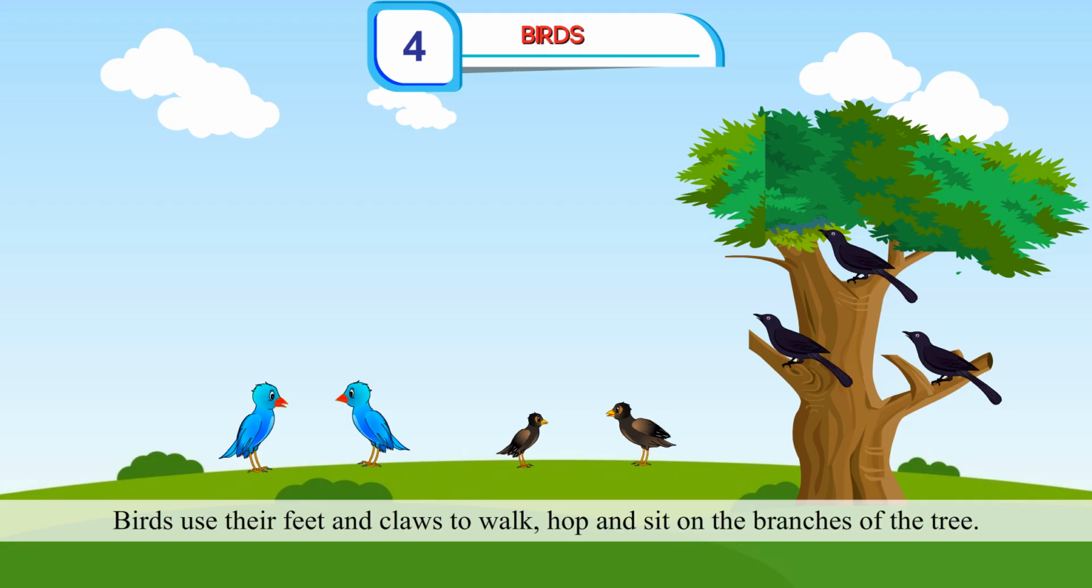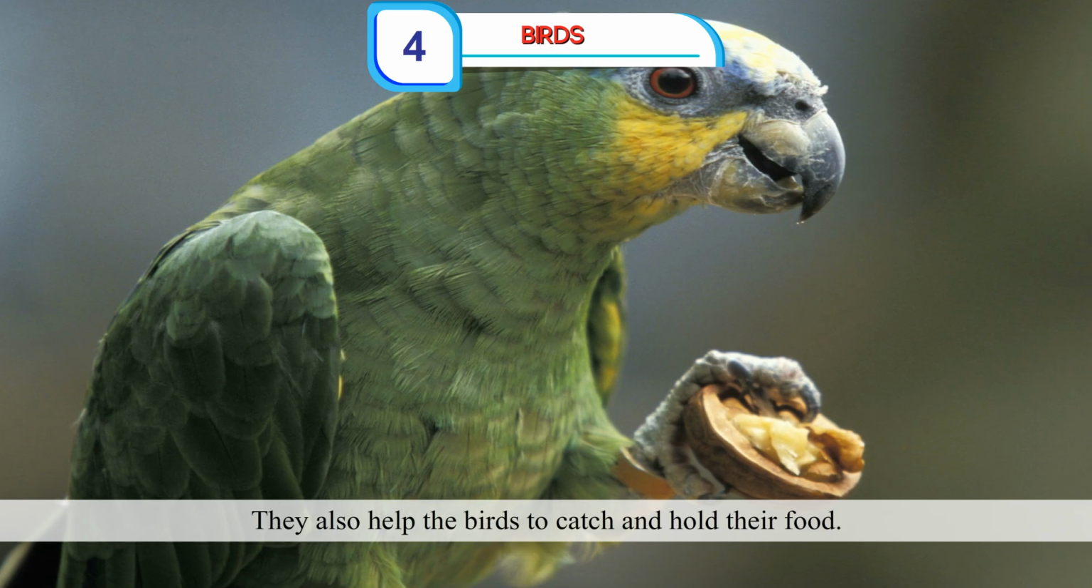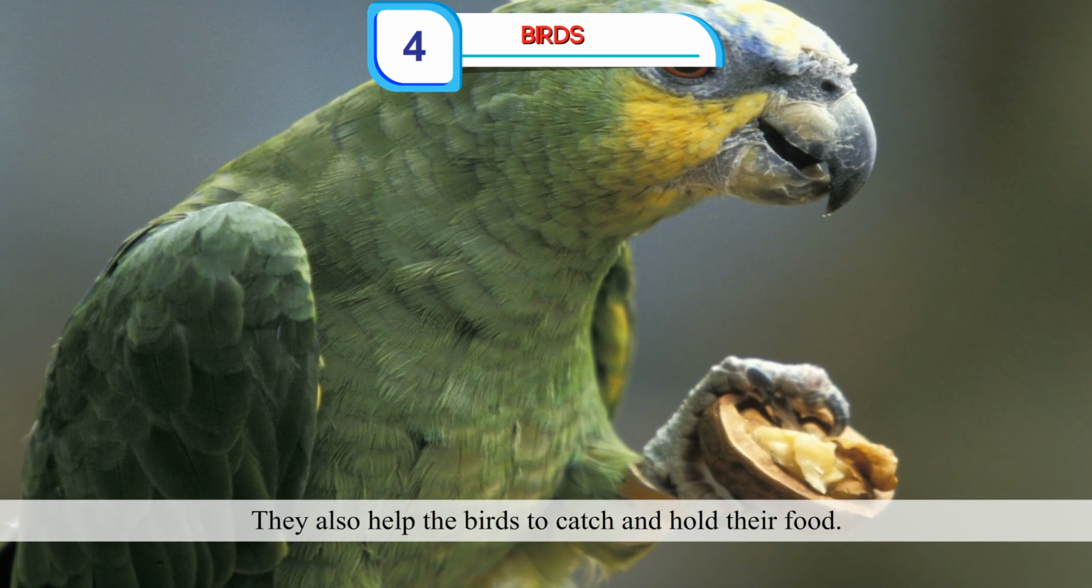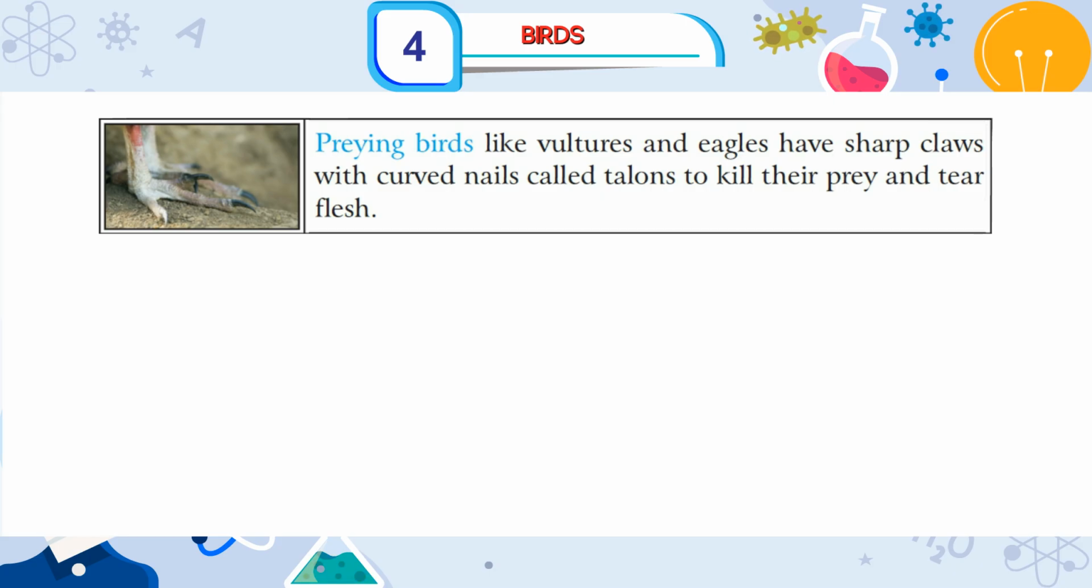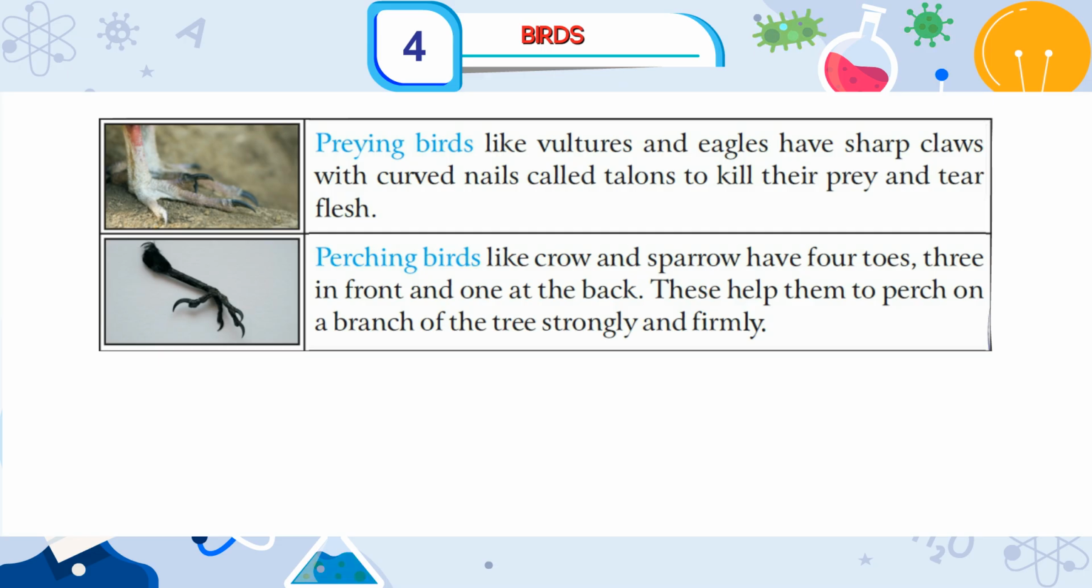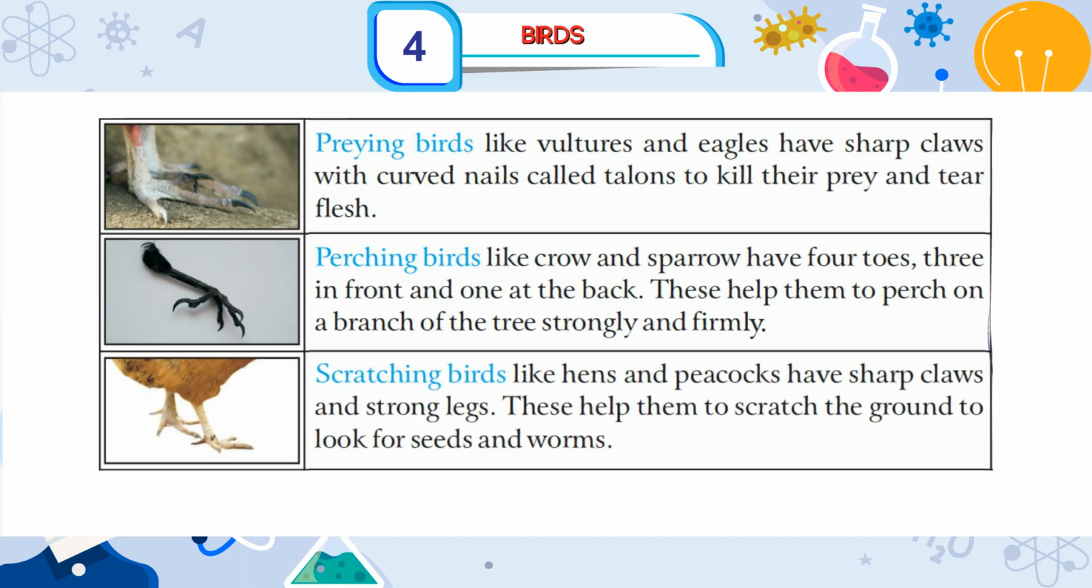Birds use their feet and claws to walk, hop and sit on the branches of the tree. They also help the birds to catch and hold their food. Preying birds like vultures and eagles have sharp claws with curved nails, called talons, to kill their prey and tear flesh. Perching birds like crow and sparrow have 4 toes, 3 in front and 1 at the back. These help them to perch on a branch of the tree strongly and firmly.